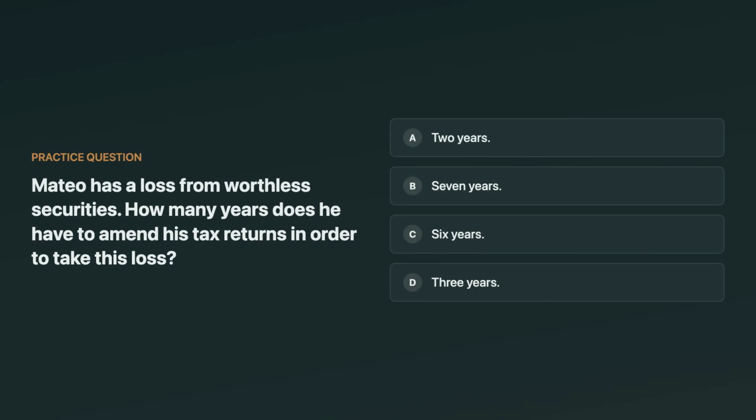Mateo has a loss from worthless securities. How many years does he have to amend his tax returns in order to take this loss? The options are 2 years, 7 years, 6 years, or 3 years. Think about it.